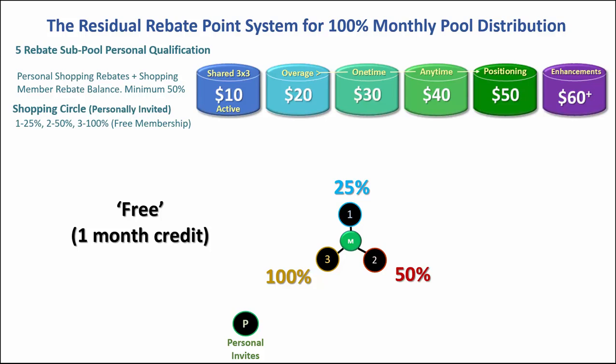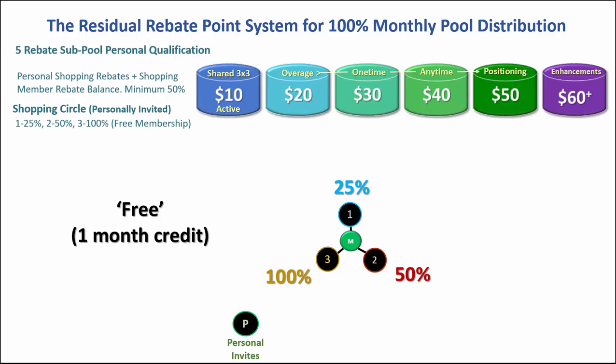If you've only invited 1 active member, you're only going to receive 25% of all of the rebates you're qualified for. When you have 2, you'll receive 50%, and when you have 3, you can receive all 100% of the rebates you qualify for, and you also get a free credit each month that you have 3. So in effect, have 3 and your membership is free.